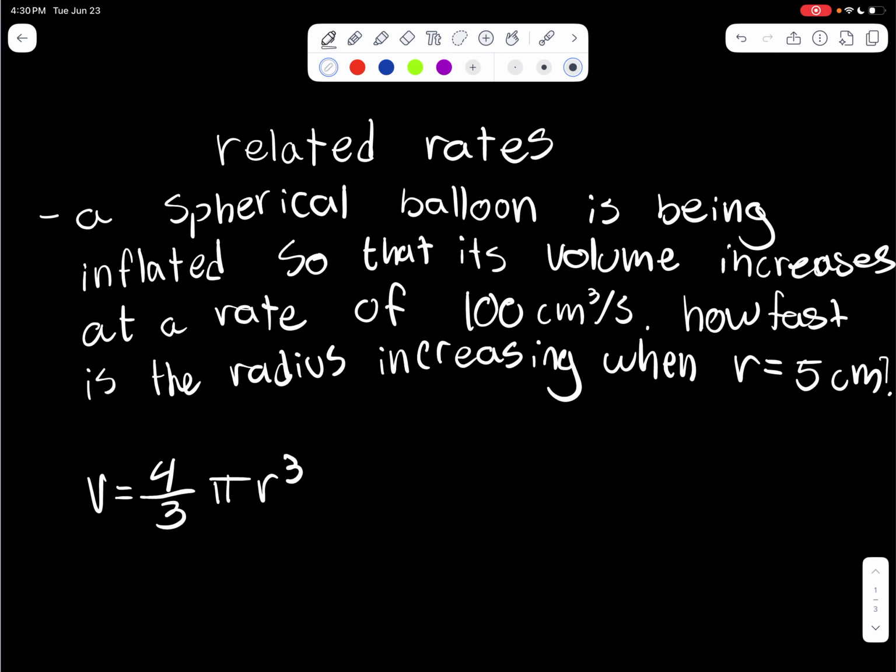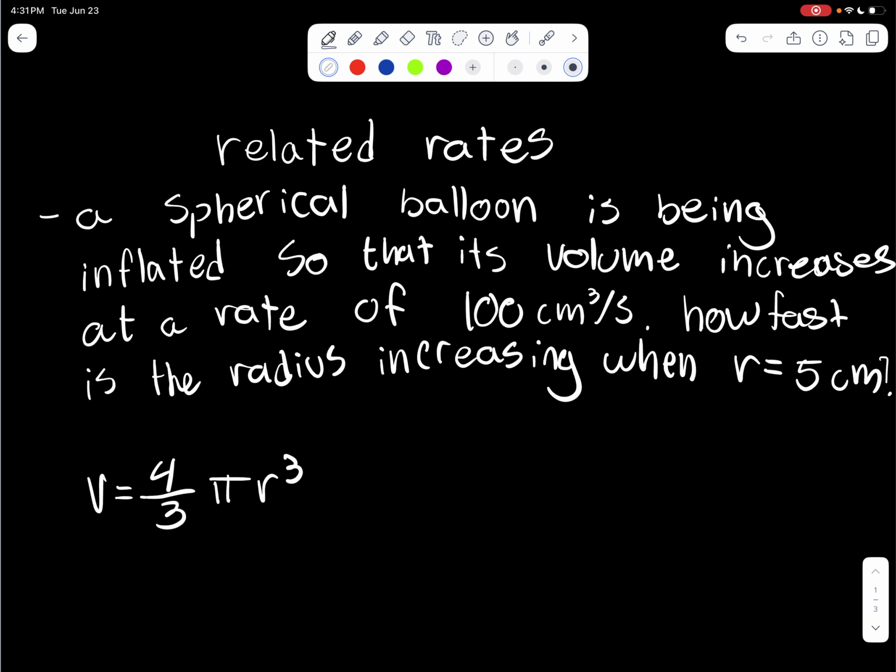Hey guys, let's talk about related rates. So, what is a related rate? A related rate is basically, in calculus, kind of like a real-life example of when we can use calculus and apply it to real life situations. So let's start with this for example.